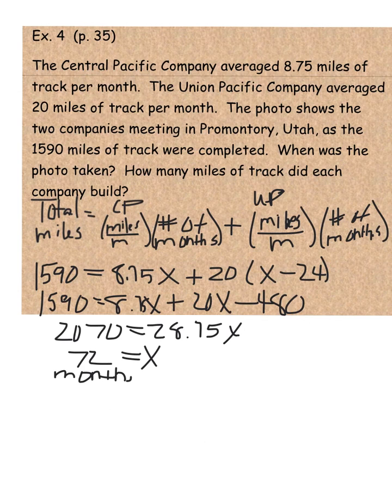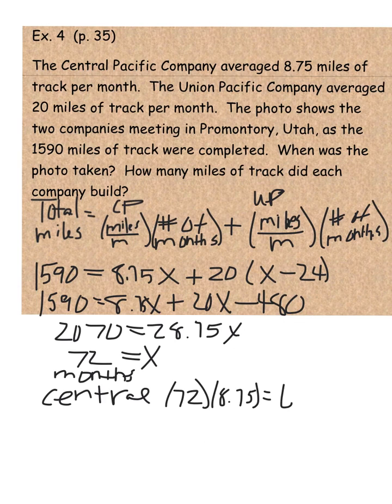for the Central Pacific. So we're trying to figure out when was the photo taken that you see in your textbook and how many miles of track did each company build. So for Central, we're going to take the 72 months and we'll multiply that by 8.75, which was given as the average miles per month that the Central Pacific was able to lay, and that will give us 630 miles for Central.